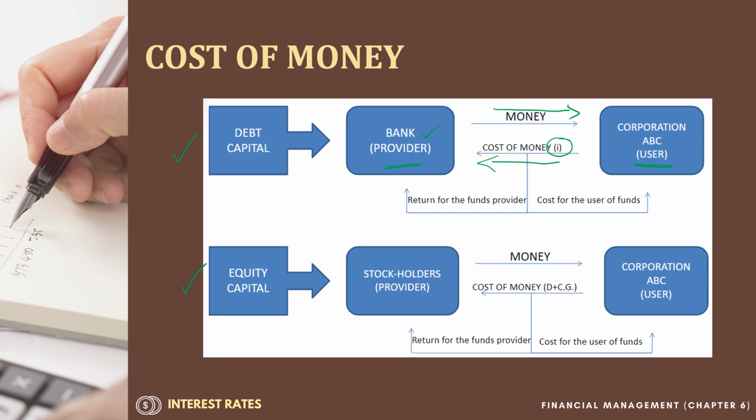Now, in the case of equity capital, the provider here is the stockholders. The stockholders will put some money into a corporation, which is also known as the user of the money, and then the corporation will pay the cost of money to the stockholders, or what we call the cost of equity. Again, the cost of equity is both the dividends plus the capital gains.